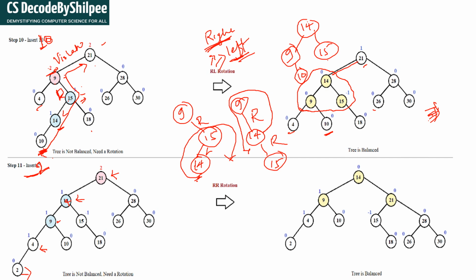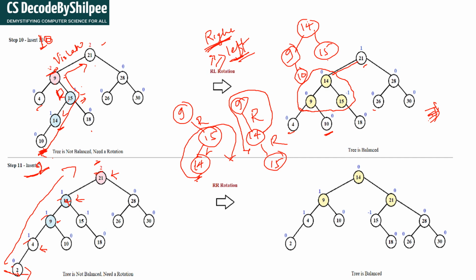I have inserted it, right? Now start checking from where? From 2 up to the root node, and wherever the violation occurs, stop there. Here the violation occurs at the root node, where we have to calculate the balance factor for 2, 4, 9, 14 and 21. You see the property is violated at 21.